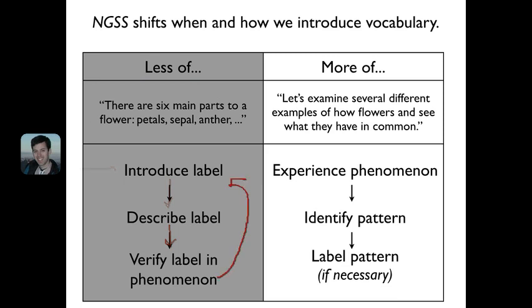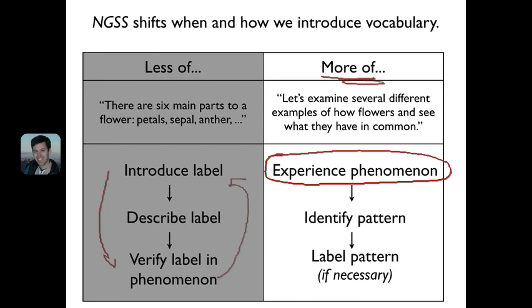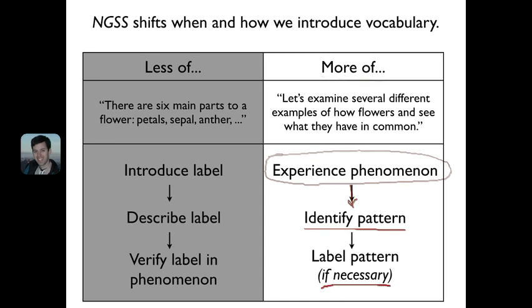NGSS turns this on its head. We want to begin by experiencing some sort of phenomenon, noticing something that's happening in the world. Then within that, we're going to identify a pattern in the world. And then if we need to, we will go ahead and label that pattern. So vocabulary becomes labels to key ideas that we want to discuss.